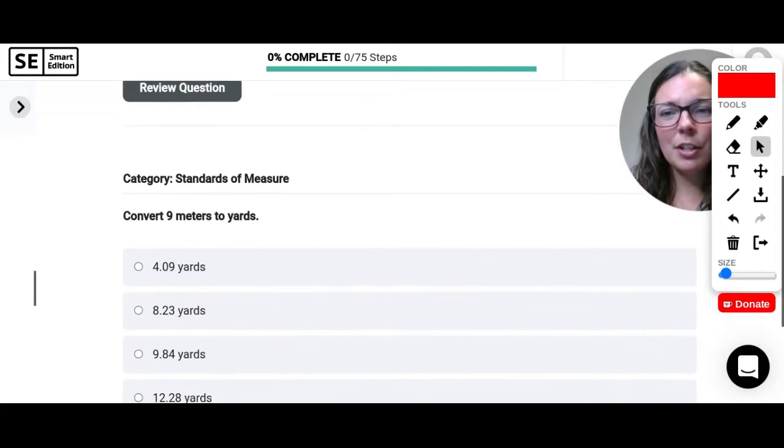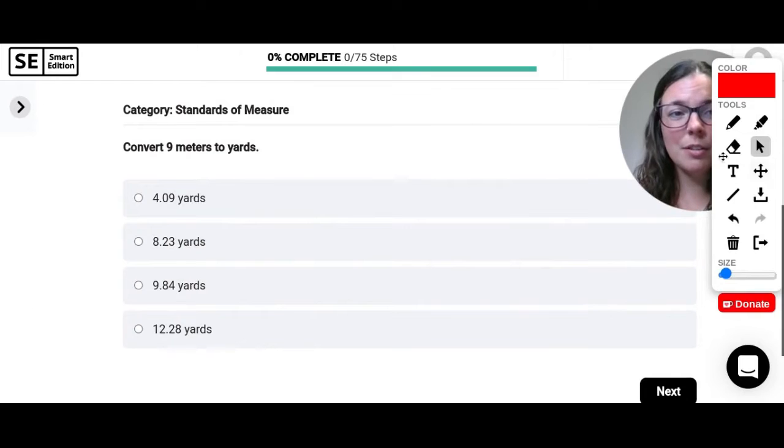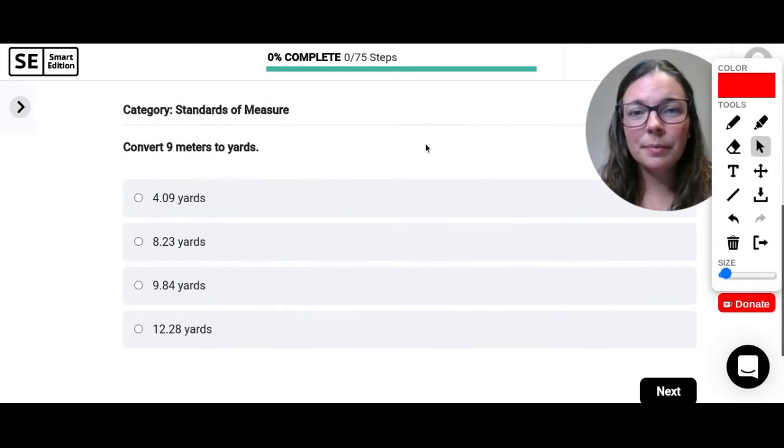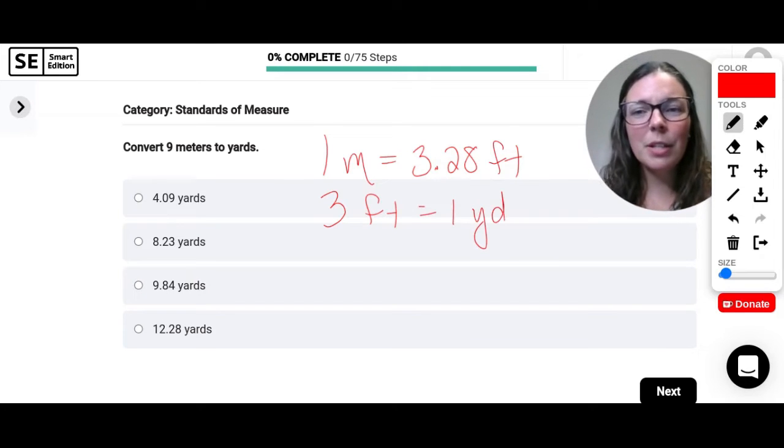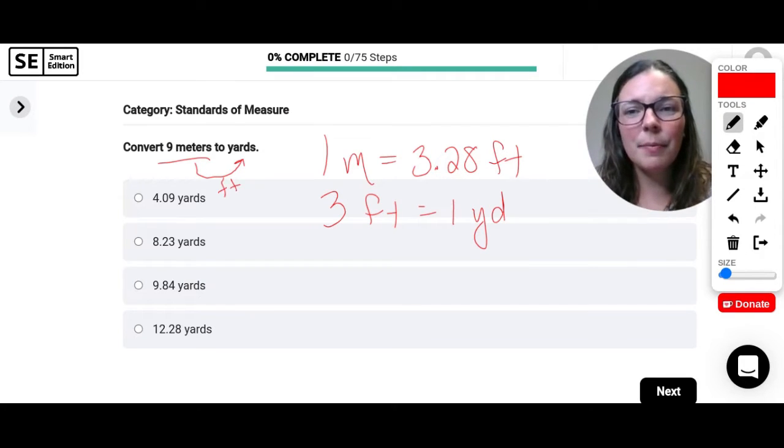Okay, let's convert meters to yards. Okay, so we need to know a couple conversions for this question. We need to know that 1 meter is equal to 3.28 feet. And we also need to know that there are 3 feet in 1 yard. So we essentially want to convert from meters, and before we can go to yards, let's convert to feet first. So let's use this first conversion.